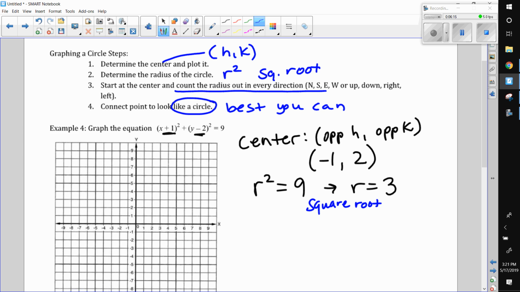So I'm going to plot these. I'm going to go to -1, +2 for my center. And then I'm going to take my radius and go up 1, 2, 3, down 1, 2, 3, to the right 1, 2, 3, and to the left 1, 2, 3. And then I'm just going to sketch in a circle as best I can. Okay, and that's all we're asking you to do. There's classwork in here for you to fill out and then check your answers.